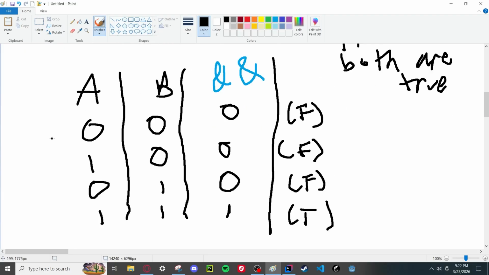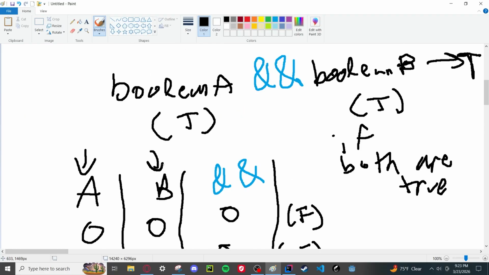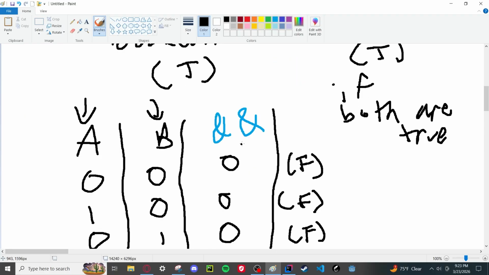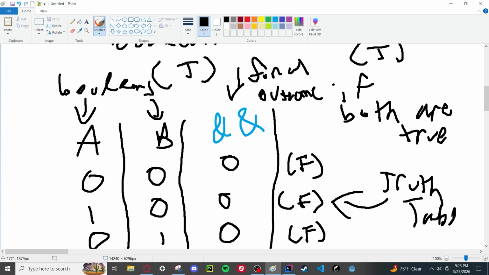It's called a truth table. What we set up here is the conditions on this side, the booleans on this side, and then the expression, the final outcome. I've seen them ask about it once or twice, so just make sure you understand this format. I'll keep using them for the other operators too.